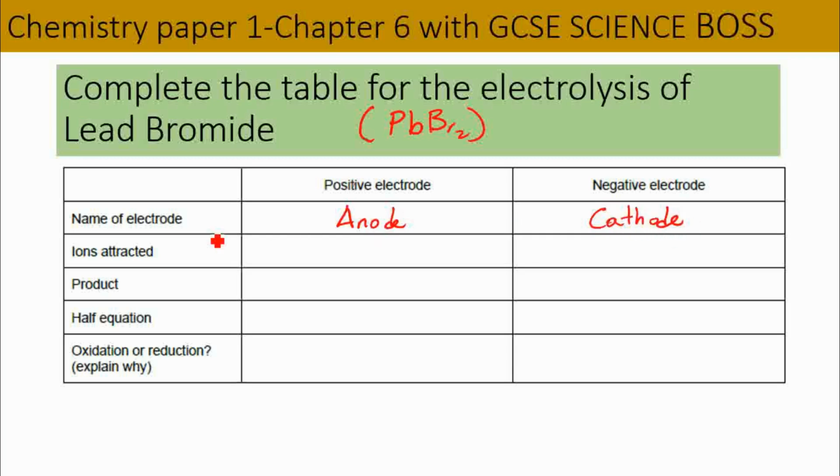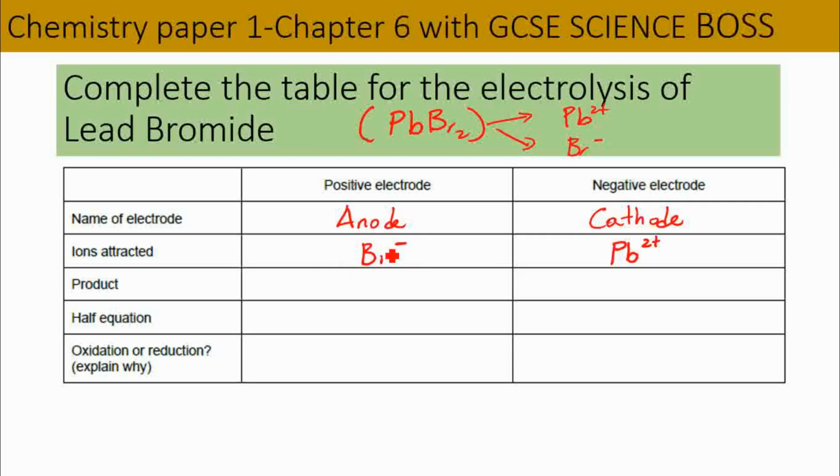Now, inside lead bromide, there are 2 ions. You have Pb2 plus, you have Br minus. So what's going to be happening here? Your 2 plus ion is going to go towards the cathode. Why is that so? Because opposites attract. The positive is going to go towards the negative, which means that your Br minus is going to be attracted to the positive electrode, again because opposites attract.